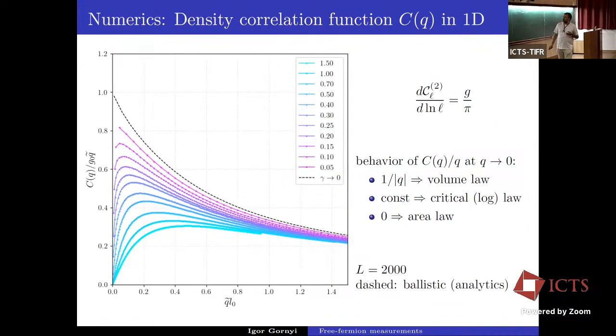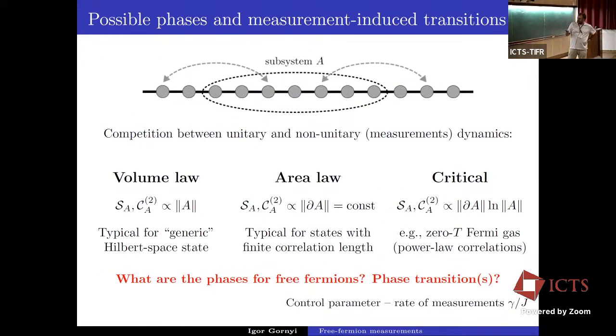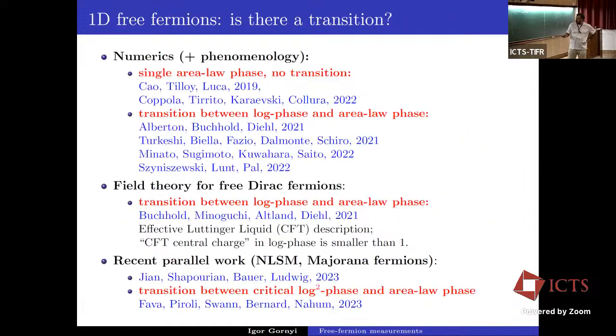Okay, and this is seen in numerics. So this is how this Fourier transform behaves. You can infer from it the nature of the phase. If C of Q over Q diverges as 1 over Q, you get volume law. There are no such curves here. If it has a constant limit at Q to 0, then you get a critical log law. And if it goes to 0, you get area law. For very frequent measurements, you get this area law. But it turns out, oh, wrong way.